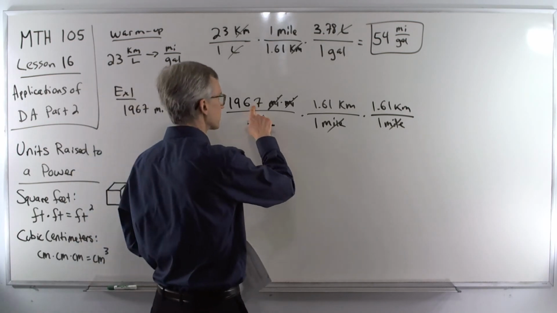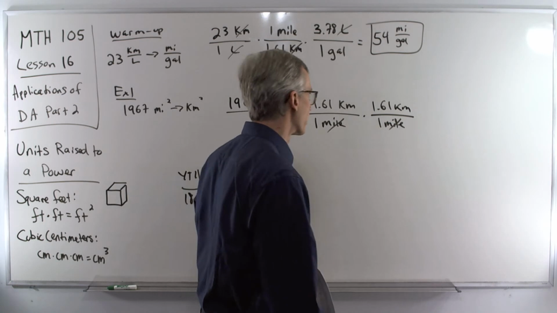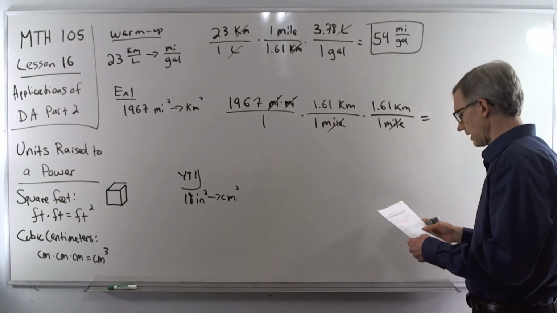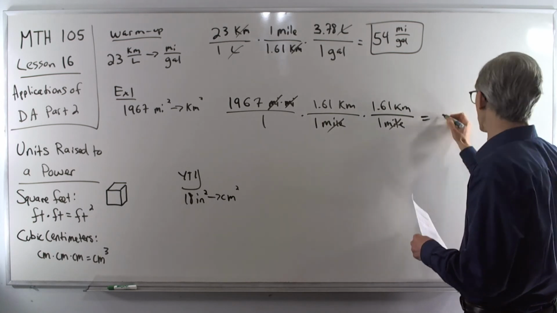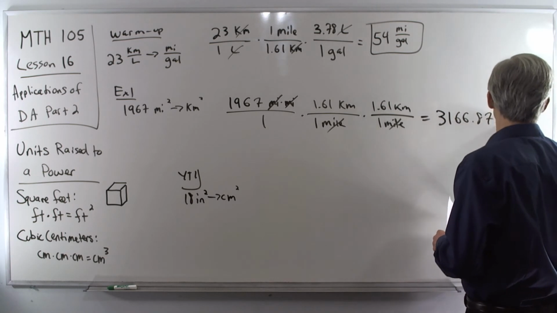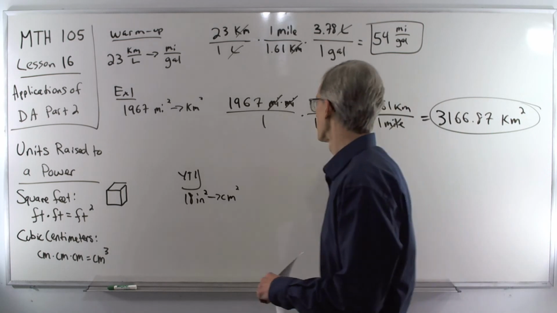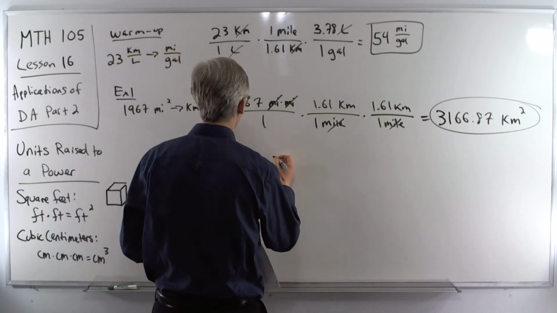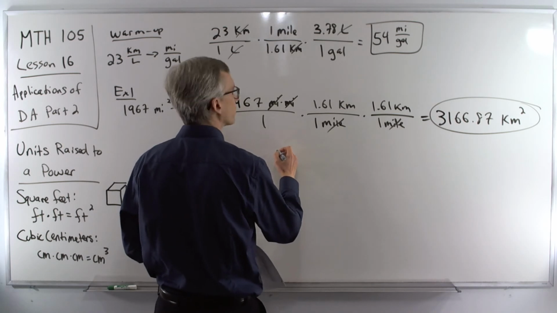So we're going to take 1967, multiply by 1.61, and then multiply by 1.61 again. And that gets us 3166.87 square kilometers. Now there is a shorthand way we can do this. We don't have to do 2 conversions like this. What we can do is just square everything in the conversion factor.